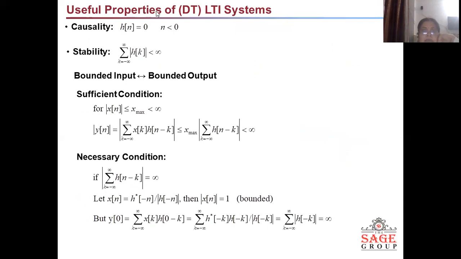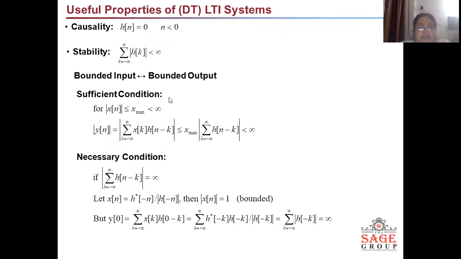Now causality, some more properties of the discrete time LTI system. Causality means that h[n] is 0 for n less than 0, which means that for n less than 0, we do not get any output. So the impulse response of the system is also 0 for n less than 0. Stability means that the summation over k from minus infinity to plus infinity of h[k] should be finite, which means that its value should be greater than 0 and less than infinity. So it represents the bounded input and bounded output condition.